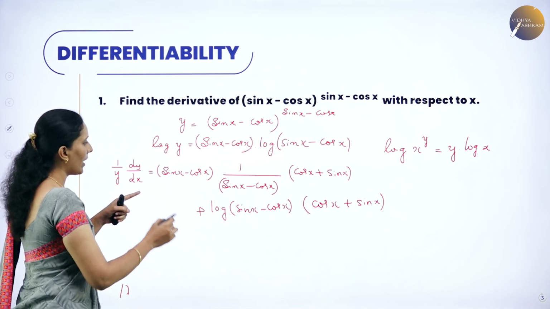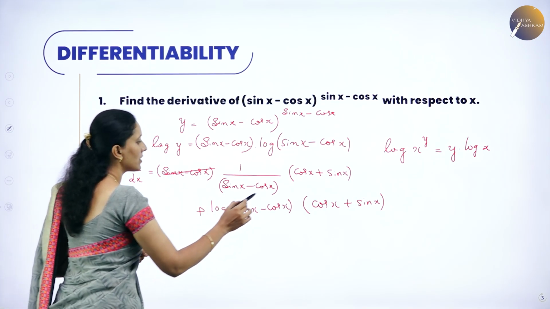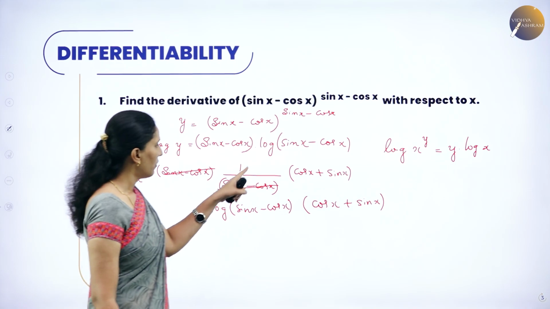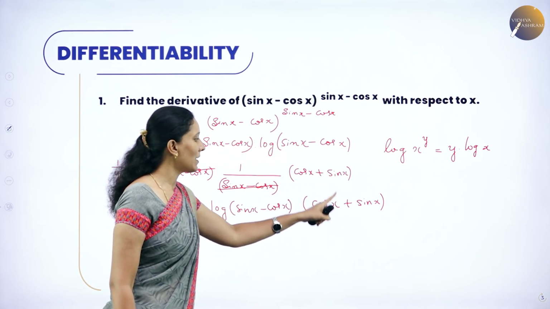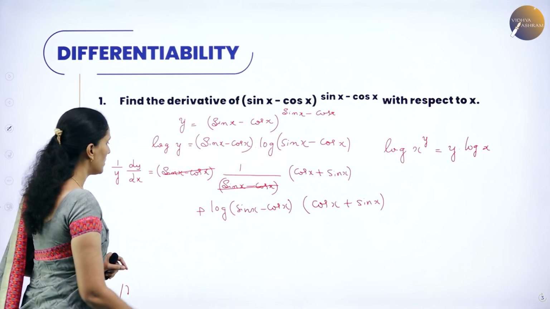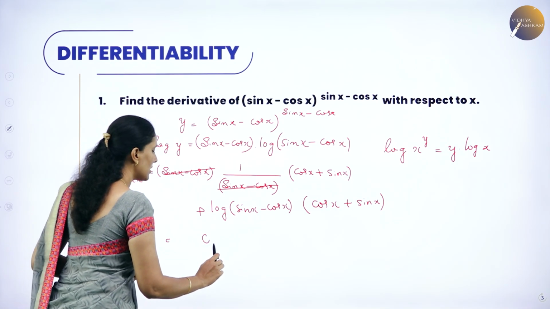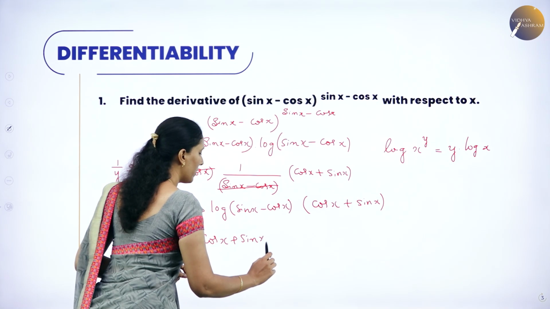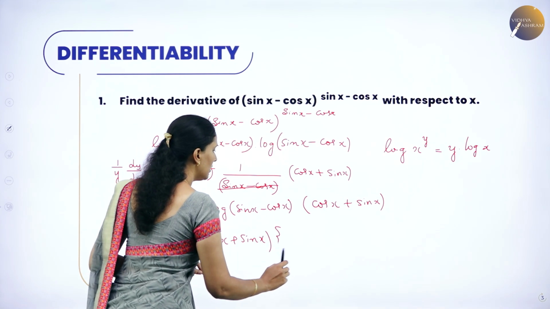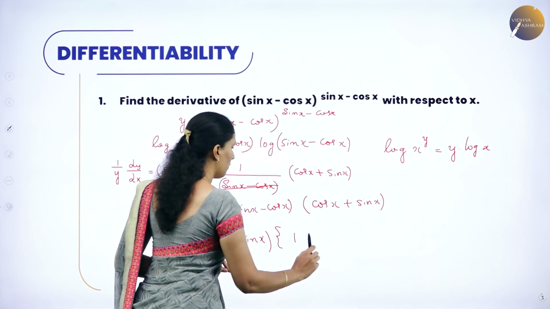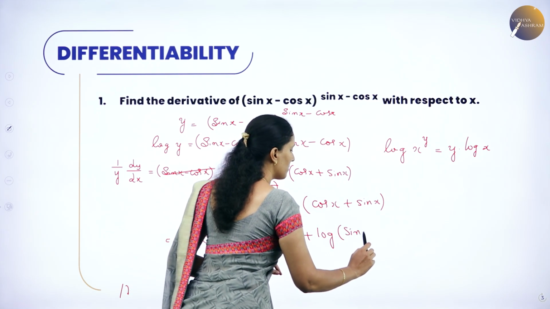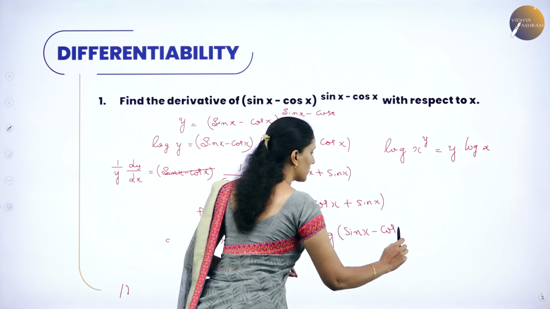Clearly you can observe (sin x minus cos x) gets cancelled here, and from these two terms, cos x plus sin x is a common factor. So here I can take (cos x plus sin x) as a common factor. Then I am left with 1 plus log of (sin x minus cos x).